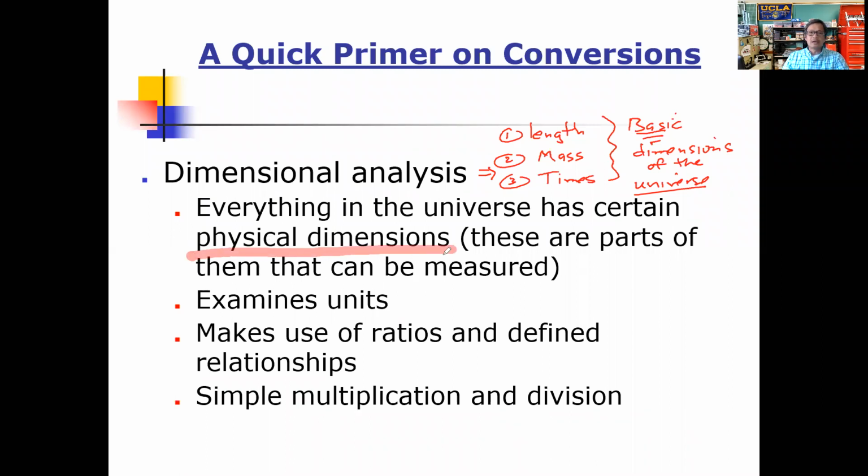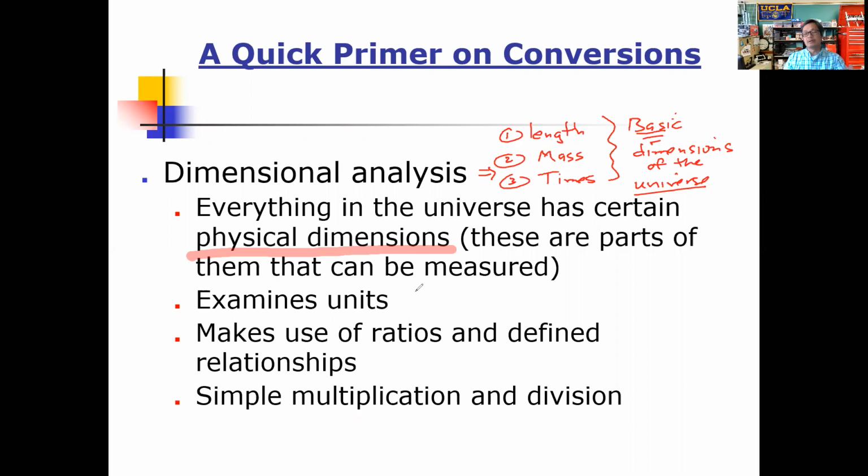So when we do this analysis here, we're going to look at the ways that we can describe these dimensions. And so we're going to examine units. Each one of these dimensions has a unit associated with it. So for example, length has the unit of foot. We use that imperial unit here in the United States.